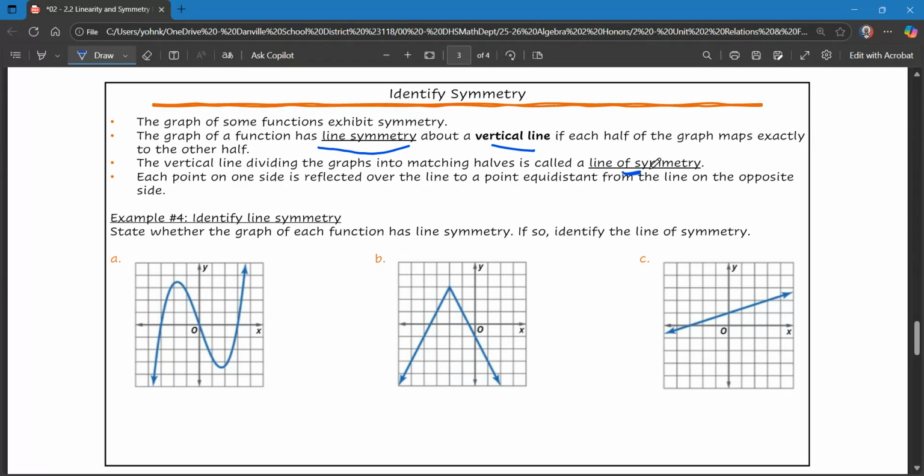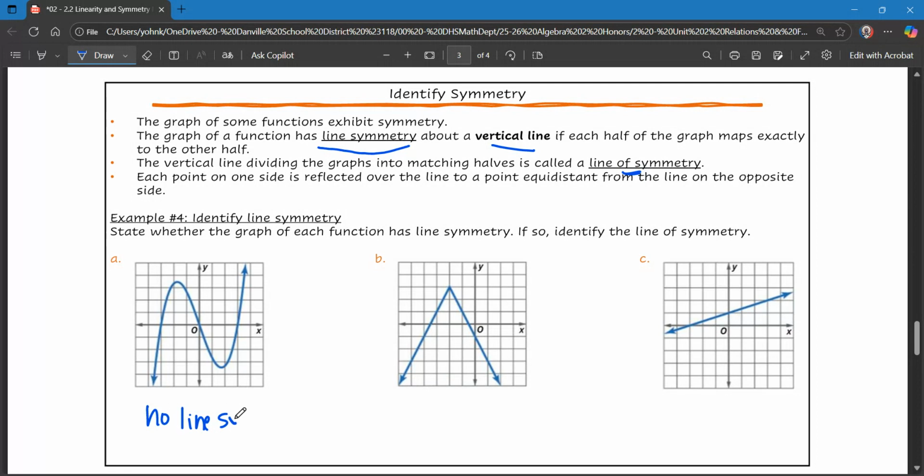So that actual line has a name. And each point on one side is reflected over this line to a point equidistant from the line on the opposite side. Okay, I'll show you what that means in a second. If you look at letter A, state whether the graph of each function has line symmetry. If so, identify the line of symmetry. So in letter A, you want to try to find a line that if you drew it down the middle, it would fold the graph in half and make two halves of the same picture. Now it has to be a vertical line, not a crooked line, not a side-to-side line. Letter A does not have any line symmetry.